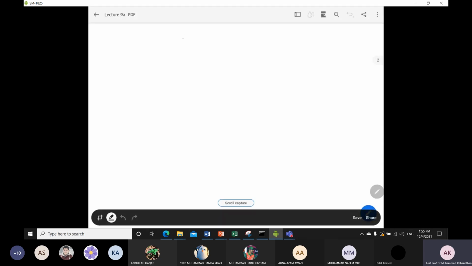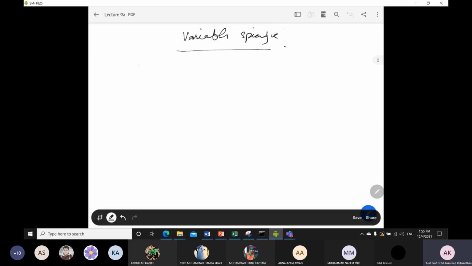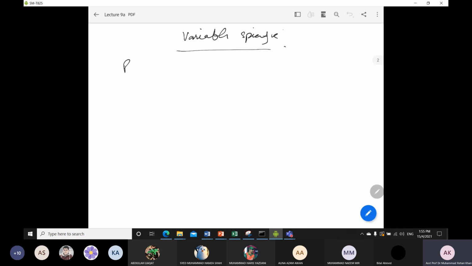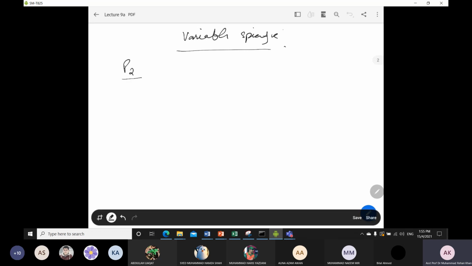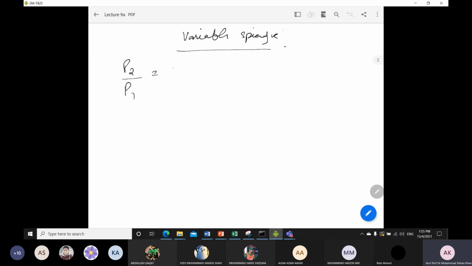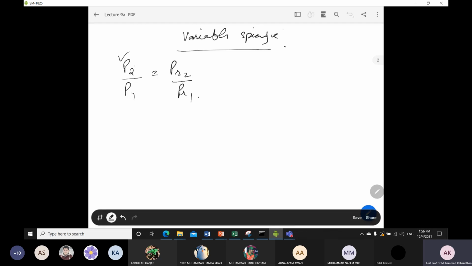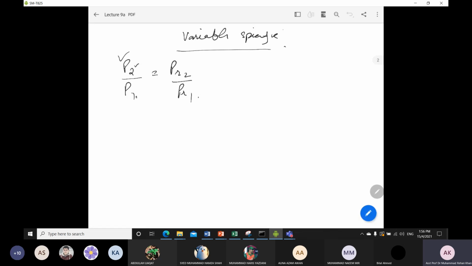Okay, so whenever it is mentioned in your question, there will be a variable specific heat assumption in order to solve the Otto cycle. So the two relations which are valid for your two states: P2 over P1 is equal to Pr2 over Pr1. Here you can easily notice that this is the pressure, either at state number 2 or at state 1.